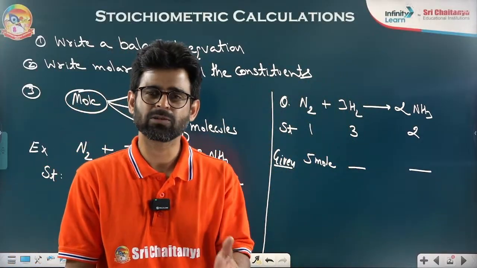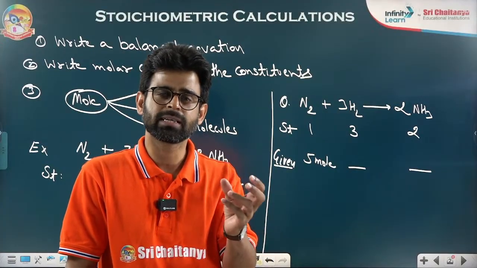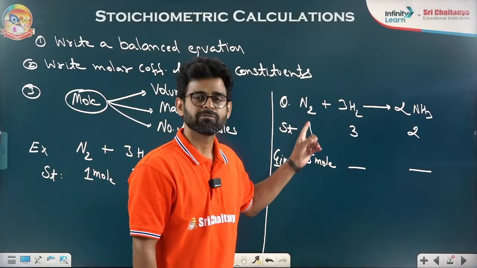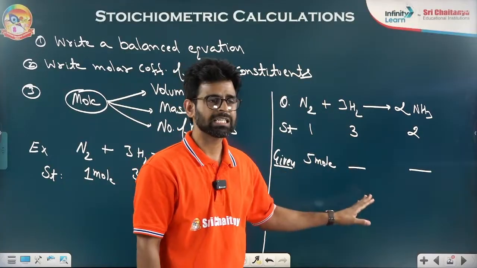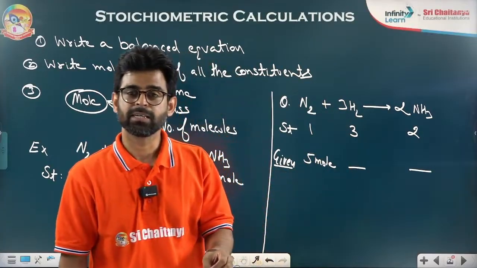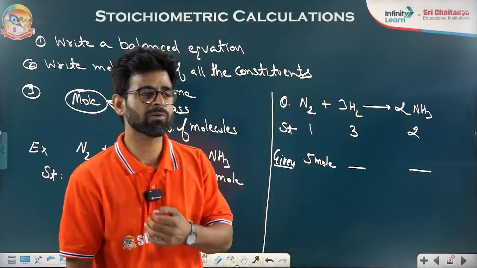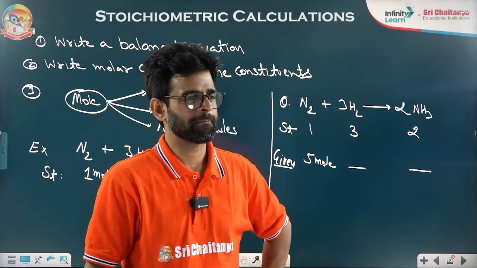The starting basic question I'm asking. They will write the same question in verbal or written form. They will say: if I have 5 moles of N2, how many moles of H2 will be required to completely react with the N2, and how many moles of ammonia can it produce? Please answer me fast.